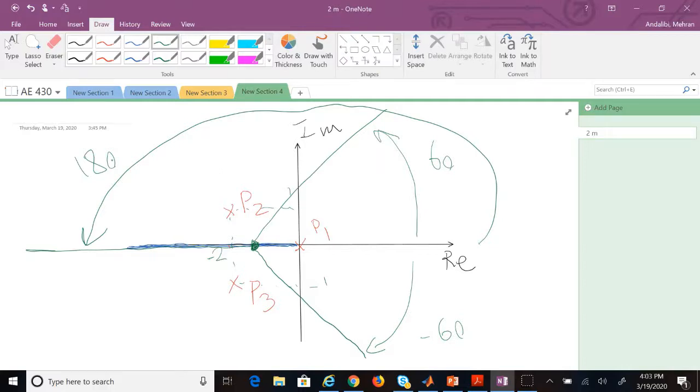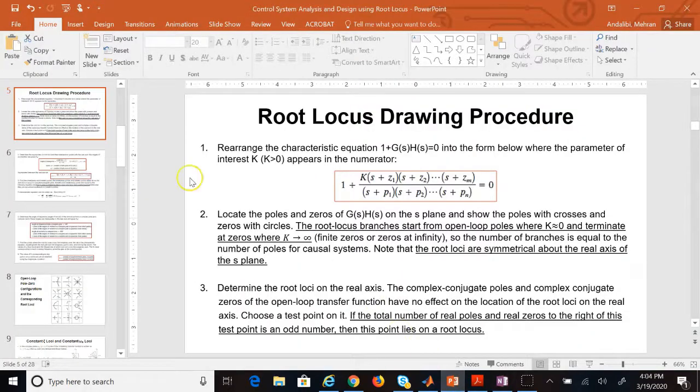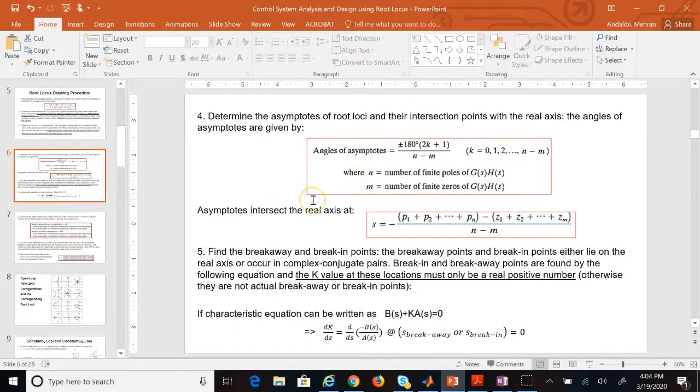So far I have found the location of the poles and zeros. There is no zero in this case. I found the asymptotes, the angle of them, and where they hit the real axis. And with this blue line, I found the location of the root locus on the real axis. Now, part 5. It says find the breakaway and break-in points.